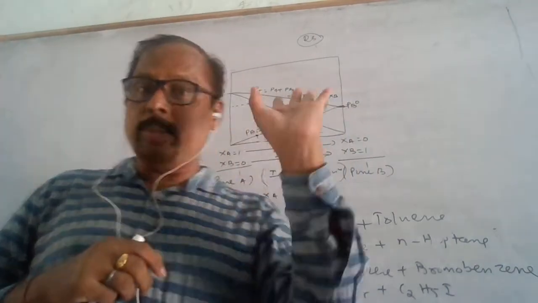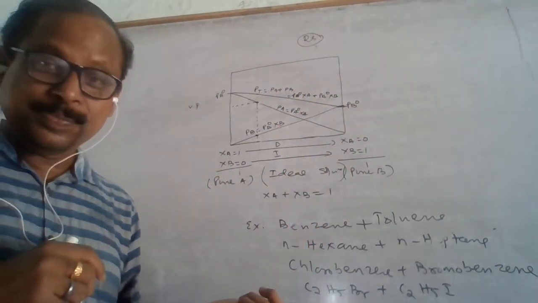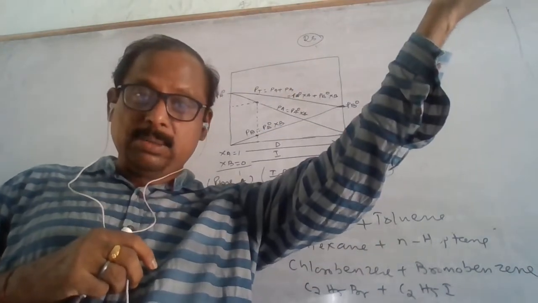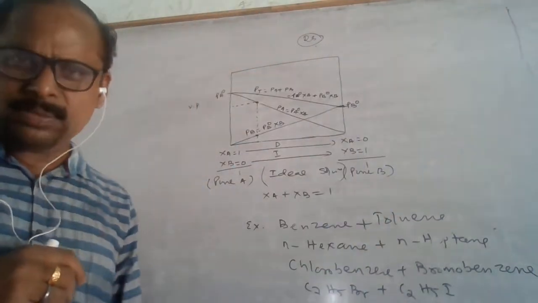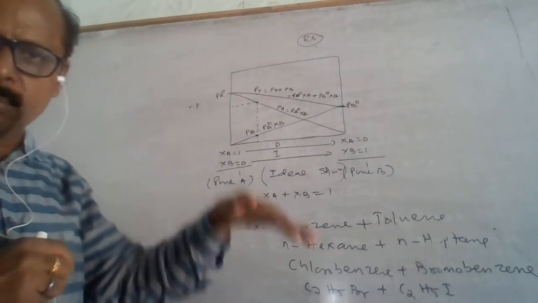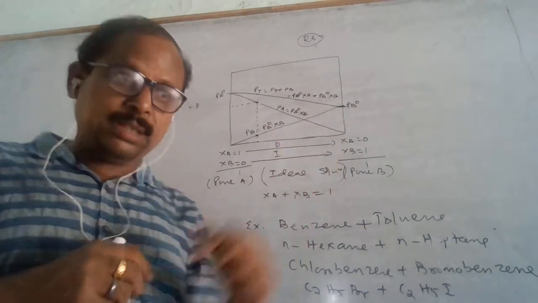If it does not obey Raoult's law, then what will happen? It will give either a positive deviation or a negative deviation. So either the graph will be upward or downward. That is for non-ideal solutions. So try to understand this graph. If you want, I can explain it again.